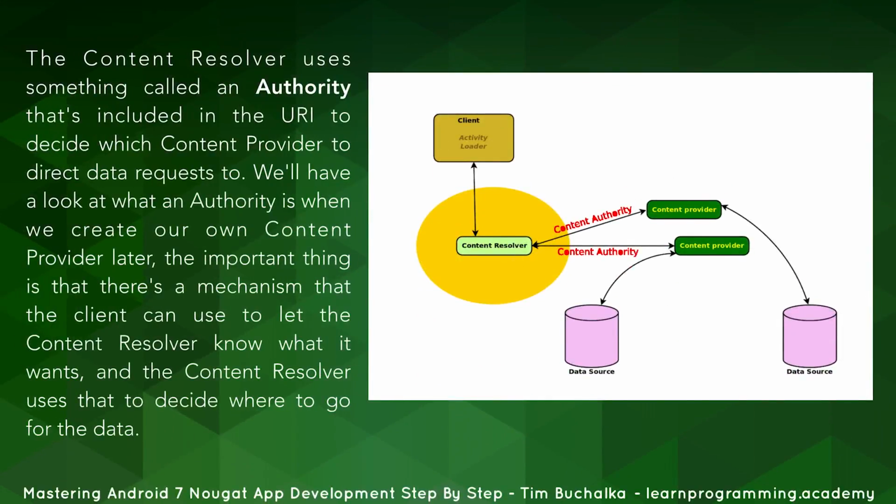Now the content resolver uses something called an authority that's included in the URI to decide which content provider to direct data requests to. Now we'll have a look at what an authority is when we create our own content provider later. The important thing is that there's a mechanism that the client can use to let the content resolver know what it wants, and the content resolver uses that to decide where to go for the data.